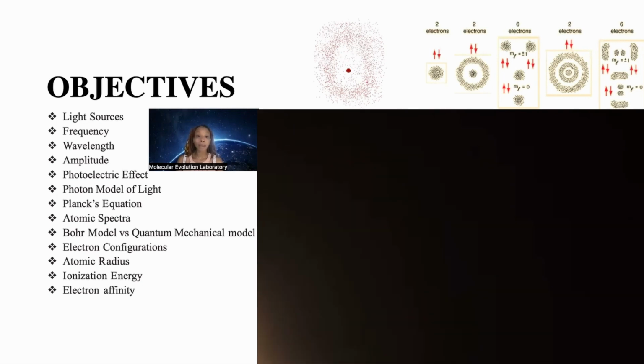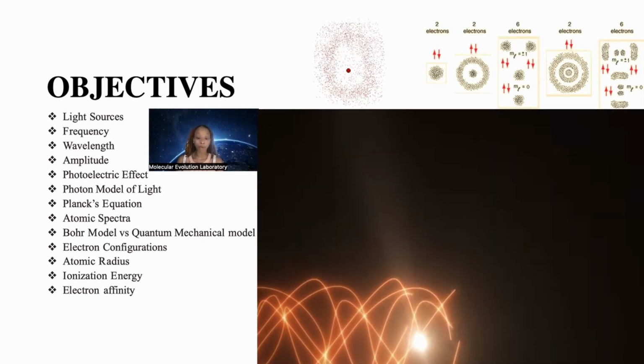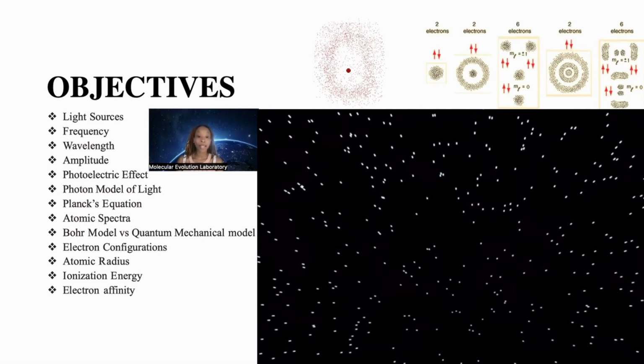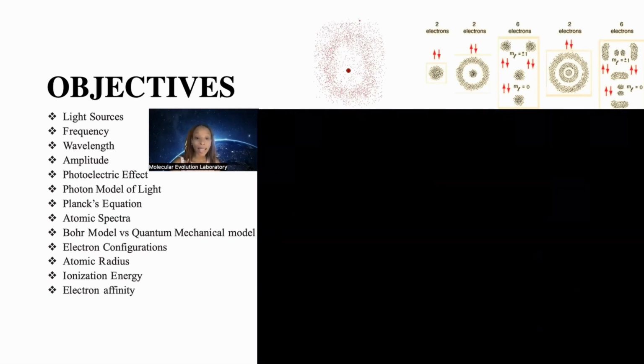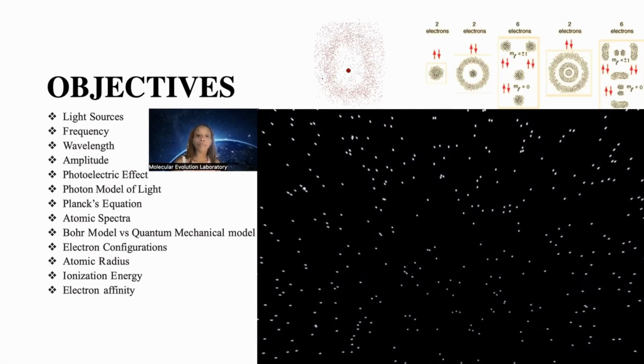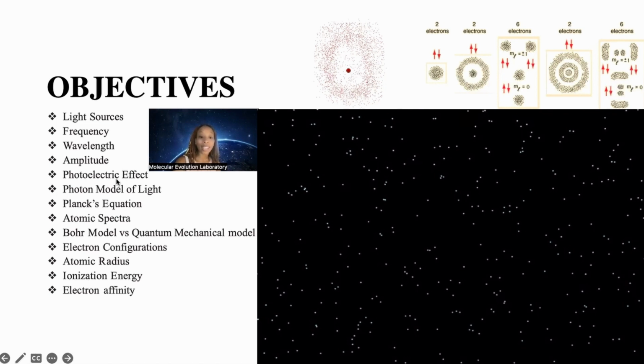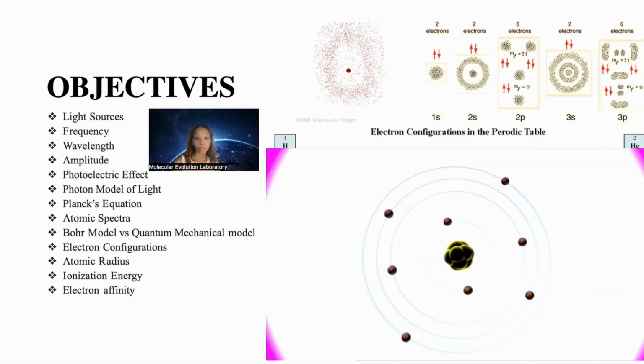The speed of light is measured at 2.997 times 10 to the 8 meters per second, or roughly 3.0 times 10 to the 8 meters per second, 300 million meters per second, the speed limit of the universe. The photoelectric effect describes the behavior of electrons when interacting with light waves.